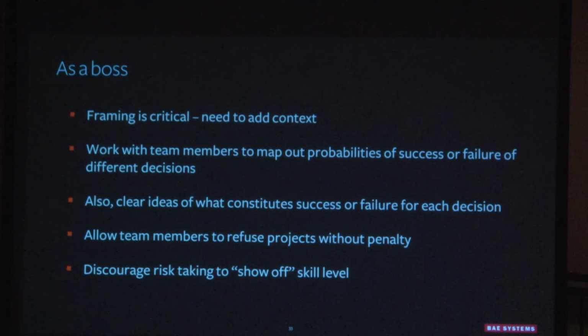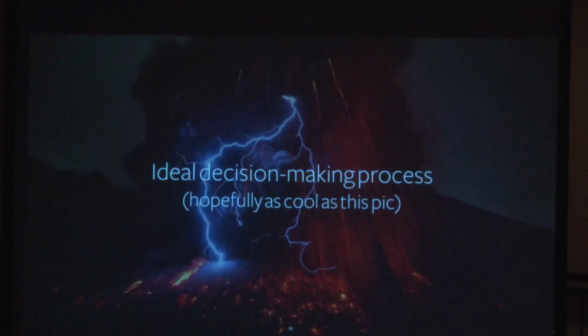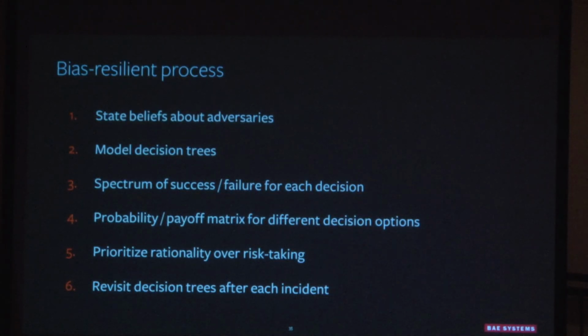So work with team members to map out probabilities of success or failure, like in my map. You need to have a clear idea of what constitutes a success or failure, because when there's uncertainty, people are going to feel like they're going to look bad if they refuse a project, and discouraging risk-taking to show off is a really big one. So here, I'm going to post the slides, but here's basically the steps to this process.